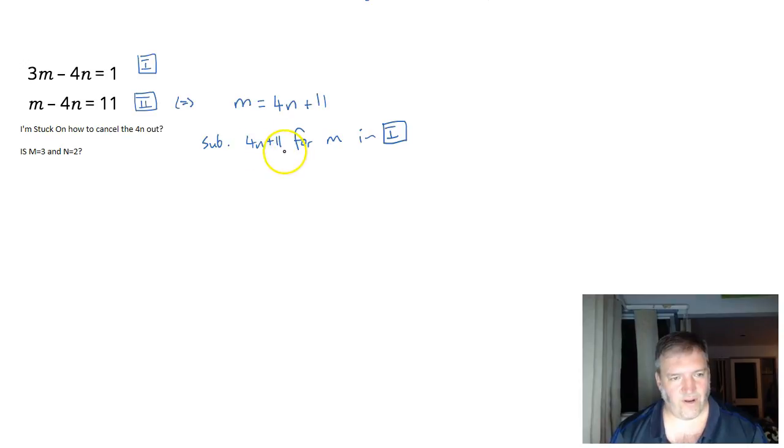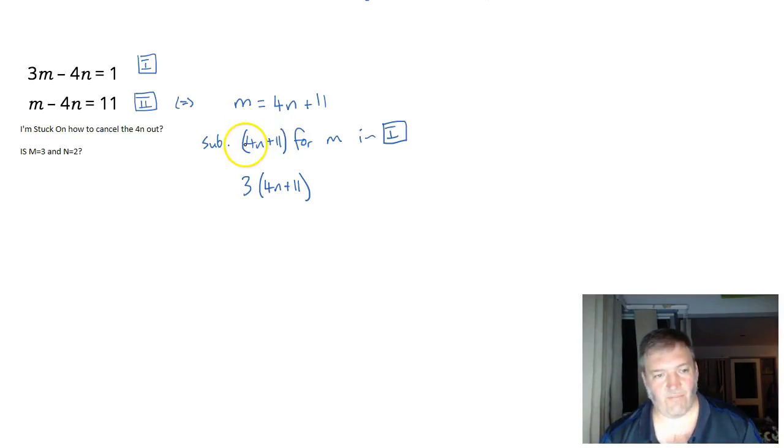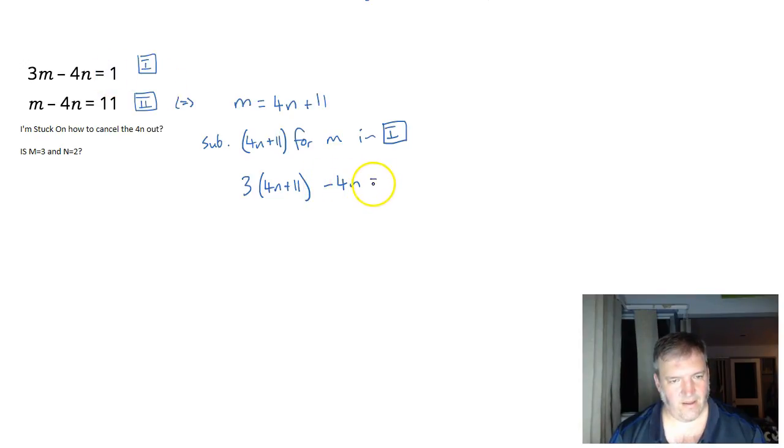So there we go. We've got our expression there. Let's substitute it in. So instead of having 3m minus 4n equals 1, I've got 3, and where I was going to write m, I put in 4n plus 11. It's really important when you substitute that in that you do it in brackets because I'm going to need to distribute that 3. I'm going to have to multiply each bit. What's the rest of the equation? I've done the 3m part. I've replaced m. I've got minus 4n equals 1.